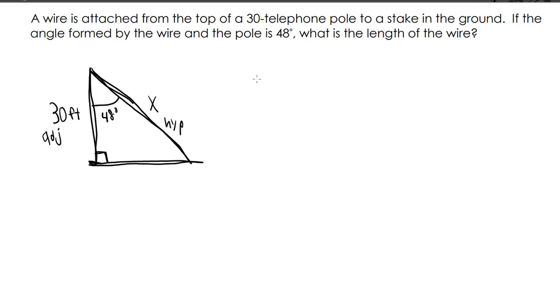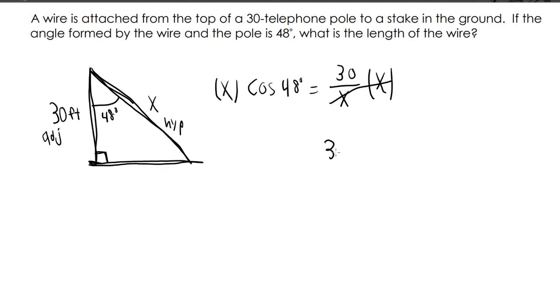So we're going to say that the cosine of 48 degrees is equal to the adjacent side, 30, over the hypotenuse, x. So how do I solve for x now? Multiply by x on both sides. These two then cancel out. You get 30 equals x times the cosine of 48 degrees.